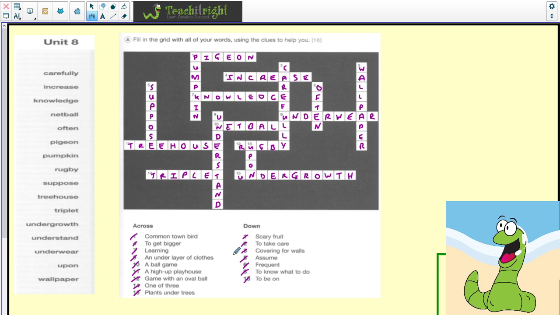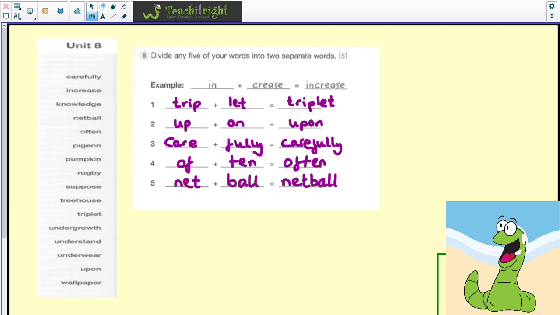So well done if you managed to get all those clues. Crosswords are quite good fun, but certainly really good for your vocabulary. Let's go and have a look at the next part of Unit 8.